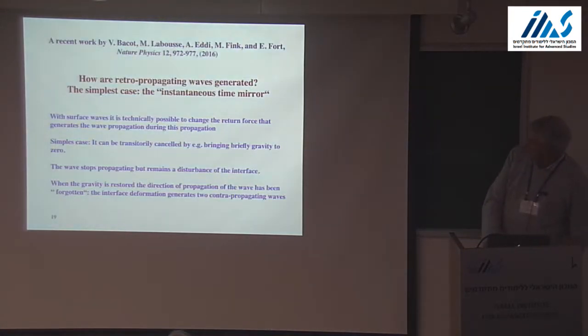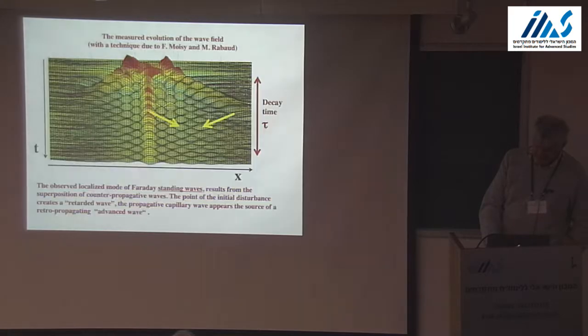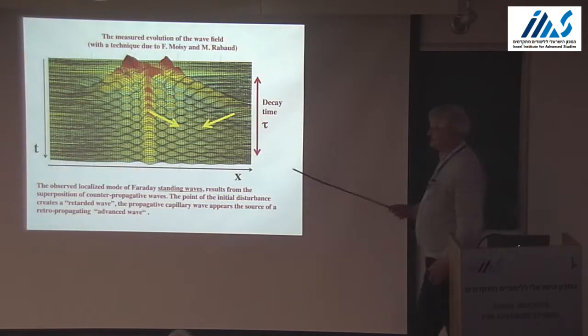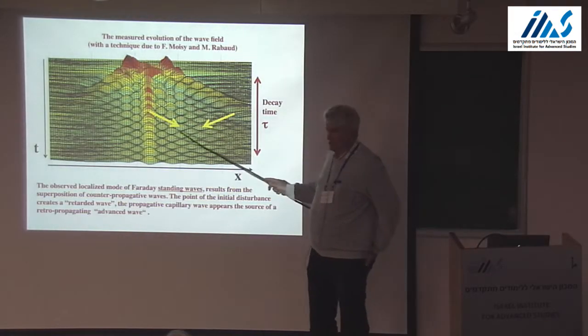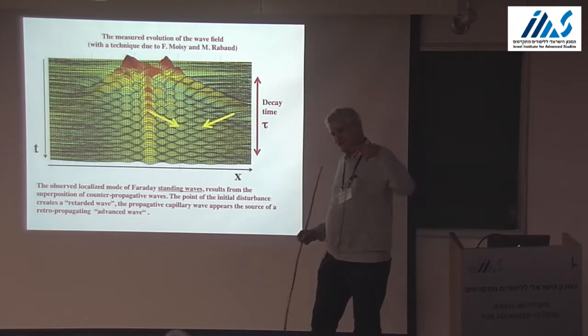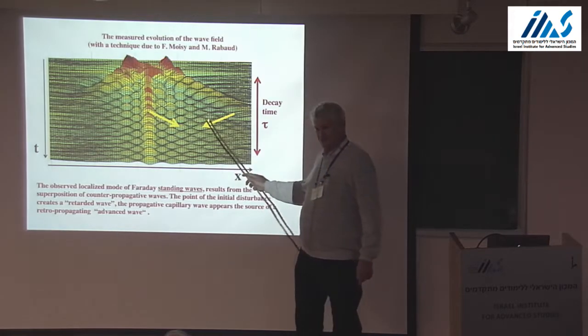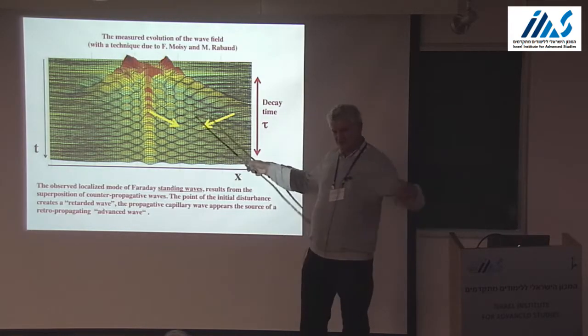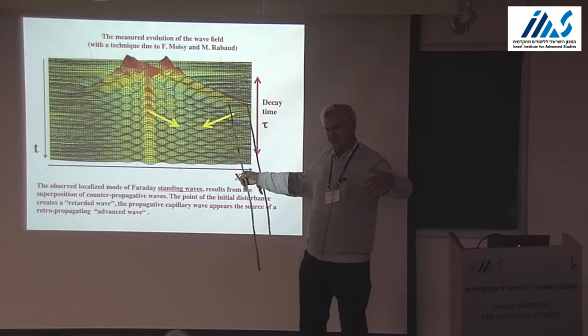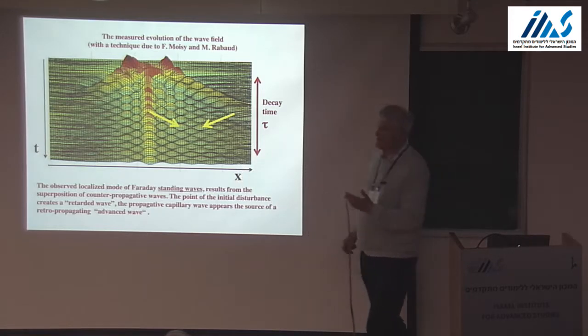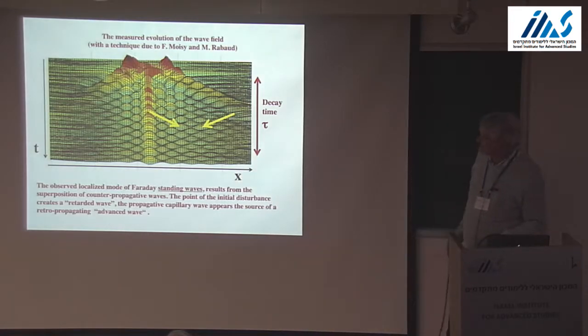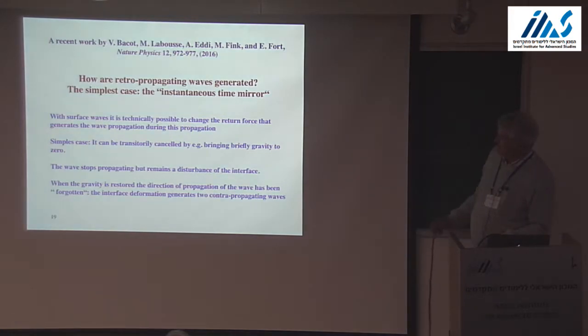Okay, so you see that saying that you have a standing wave here means that you have two counter-propagating waves, one going out from the point of impact and one coming from outside. So where does this wave come from? How can you understand this? Is there another situation in which you can have waves coming back? And this has generated a very interesting set of experiments.